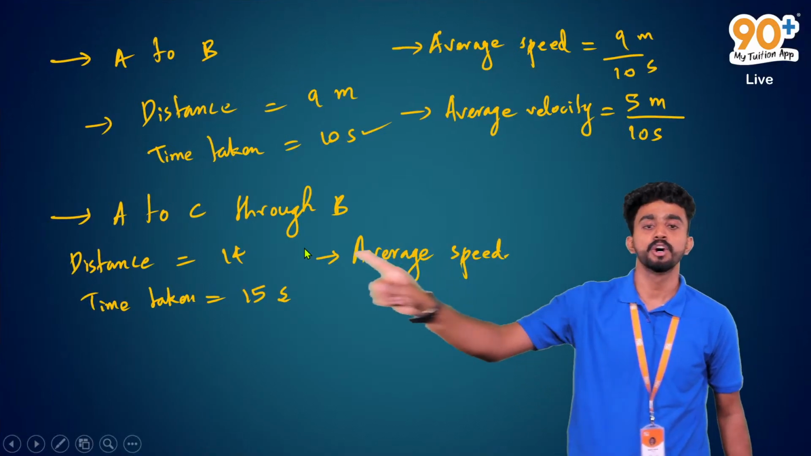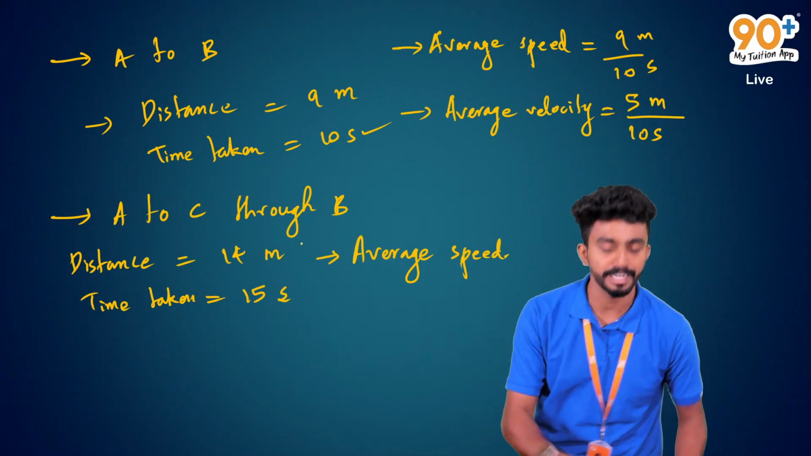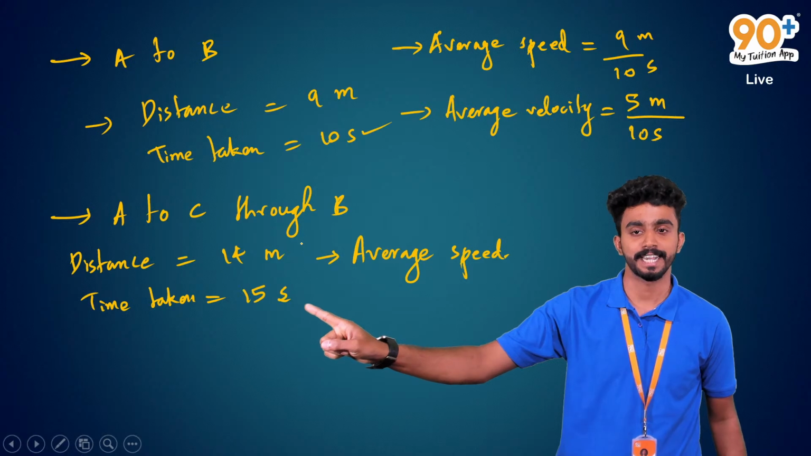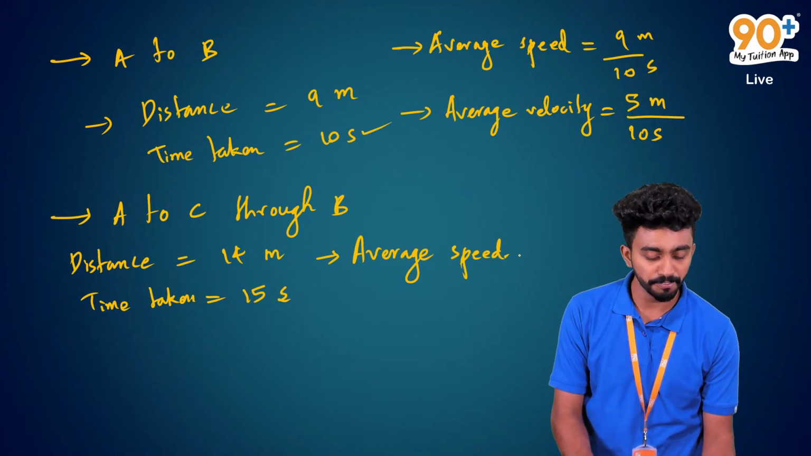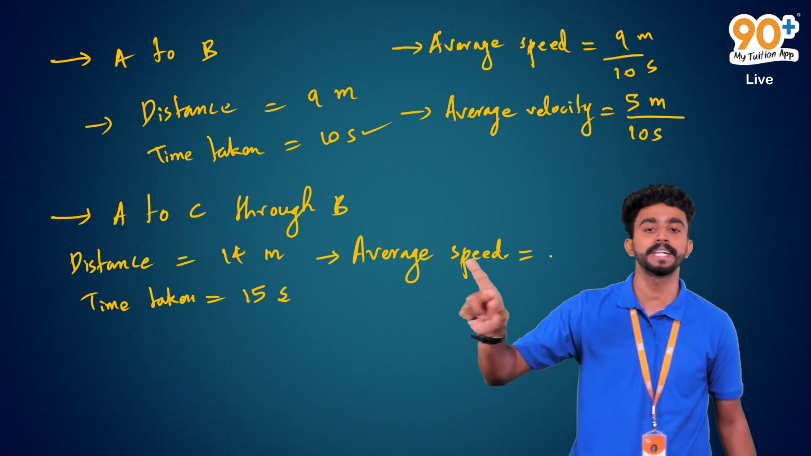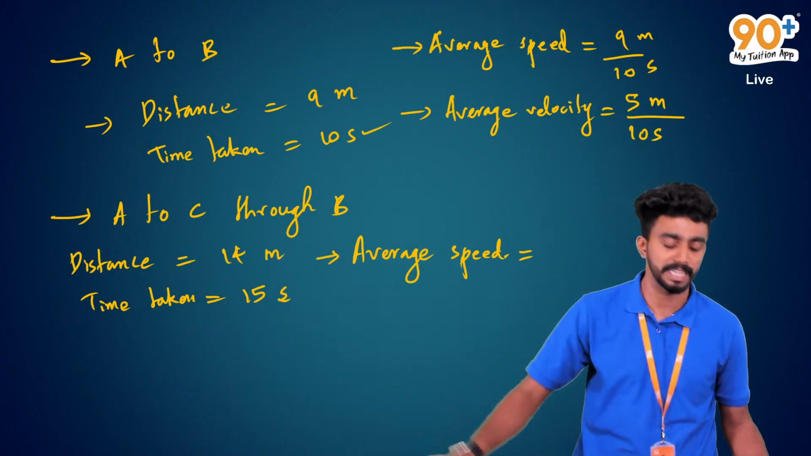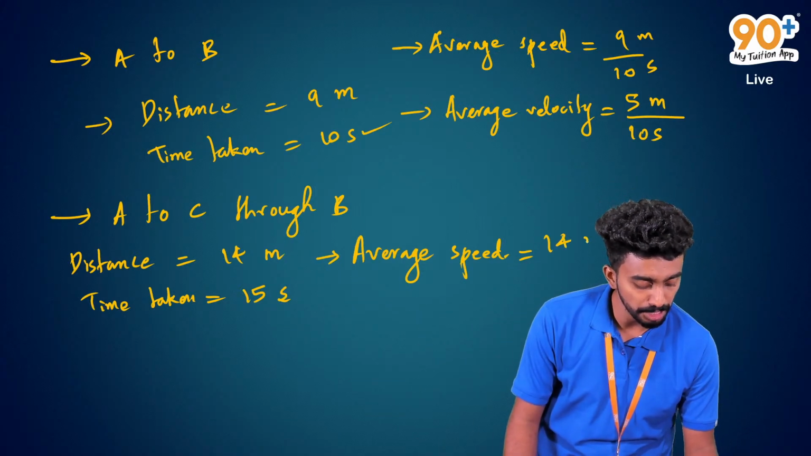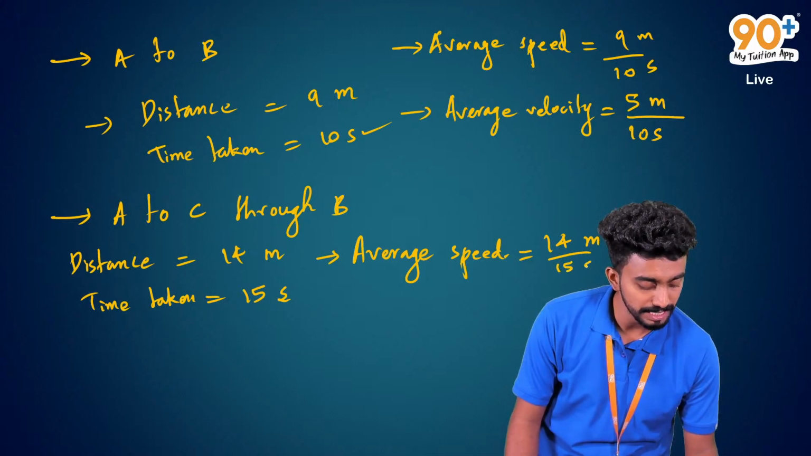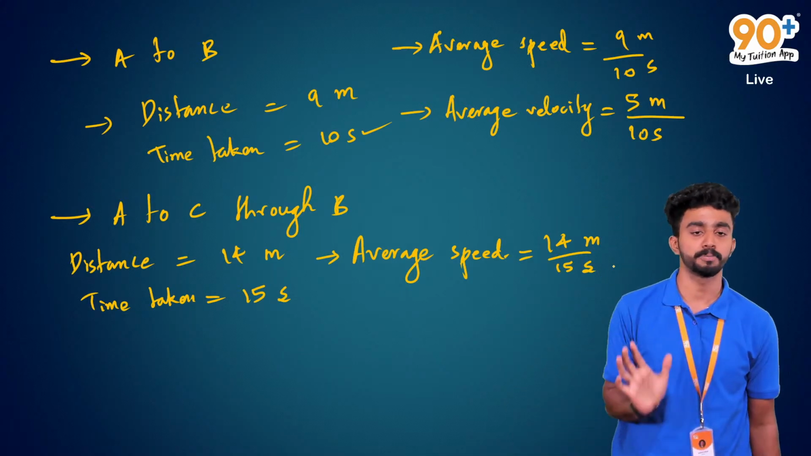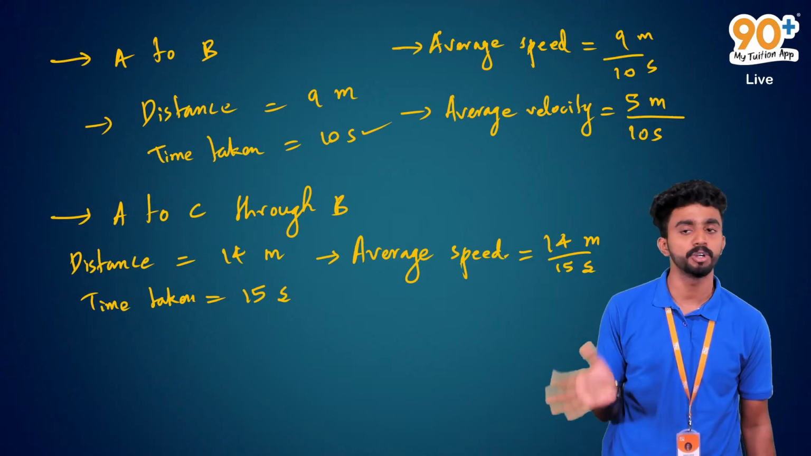Got it, everyone? For that, we have measured the distance. The distance is 14 meters. And the time taken is 15 seconds. So what you have to do? You have to find the average speed. So as to find the average speed, it's the total distance by total time taken, right? So it will be 14 meter divided by 15 seconds. So this will be the average speed. When you divide it, you will get a particular value. So you have to write it.